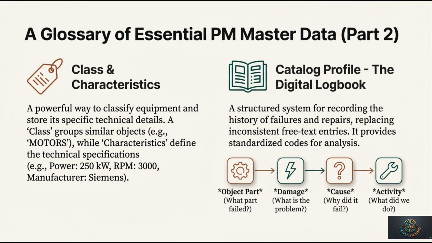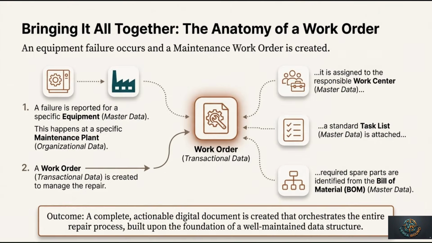So, how does this all come together? Let's look at the anatomy of a work order. Imagine a pump fails. A failure is reported for a specific piece of equipment, that's master data, located at a specific plant, that's org data. A work order is created to manage the repair.